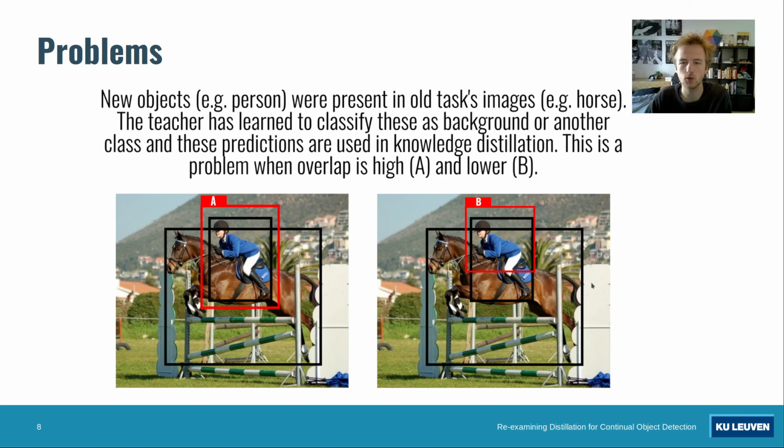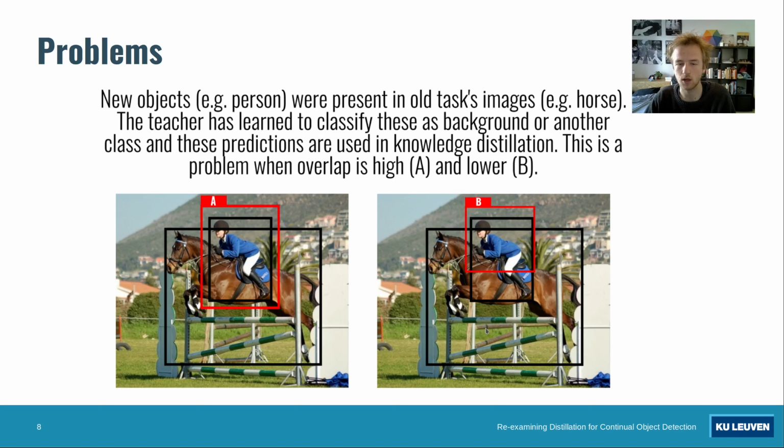And we identified two problems, and both stem from the appearance of objects of later tasks in former tasks, but unannotated. In the case of the image with the horse and the person, the model doesn't know during the former tasks whether this person belongs to the horse or whether it's just part of the background, so it learns to classify it either as part of the horse or as the background. But when you then see in the new task an annotation for this person, you still are going to distill the knowledge of the teacher into the student model.